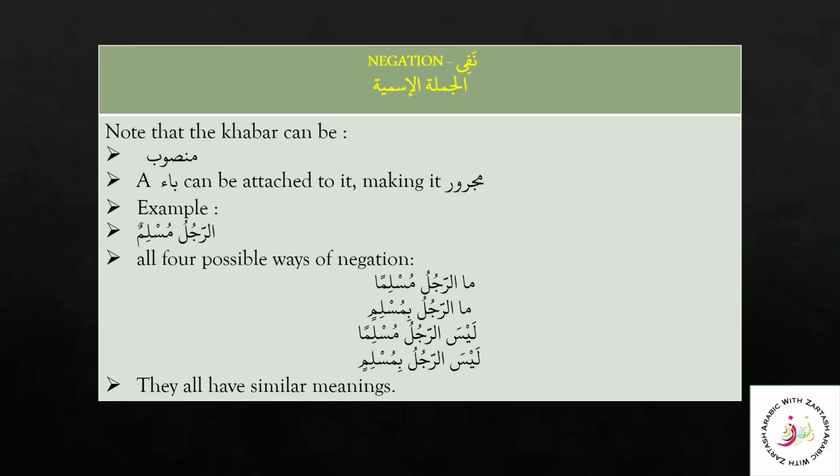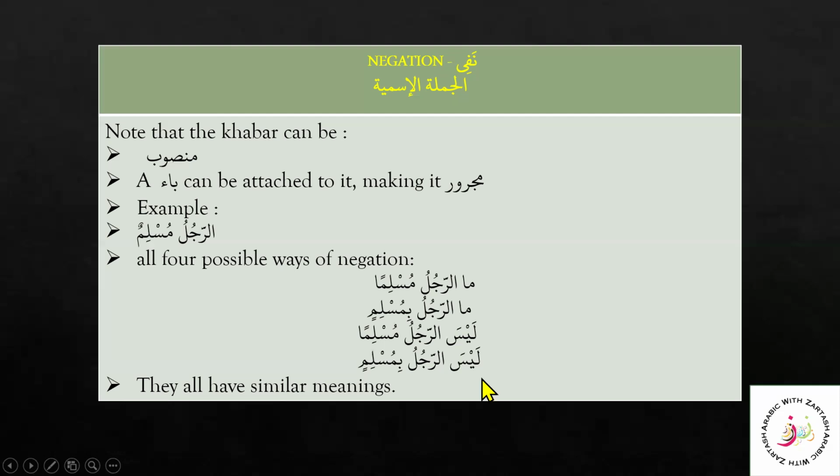Let's see the first one, addition of the ma: Ma ar-rajulu musliman. We know that the khabar is mansoob in this negation. By adding the harf of jar ba: Ma ar-rajulu bi muslimin, that is making the khabar majroor by the harf jar ba. Then we have Laysa ar-rajulu musliman. Again, the khabar is mansoob. Inshallah, we'll see what is laysa.